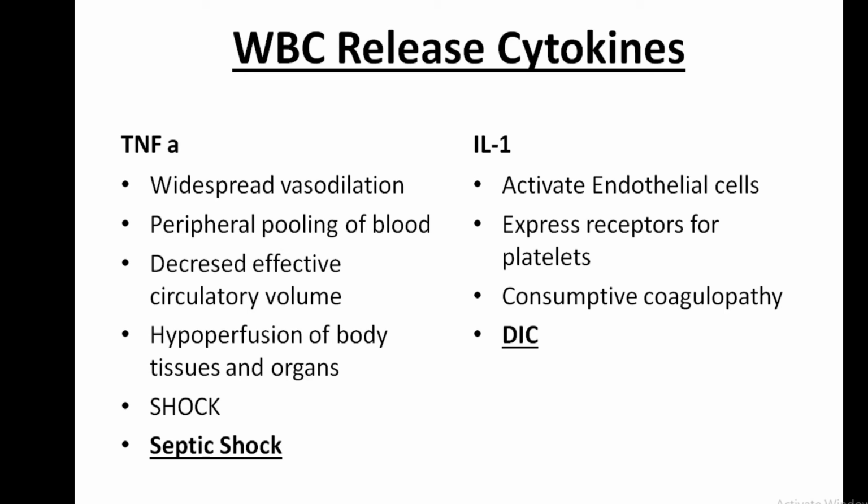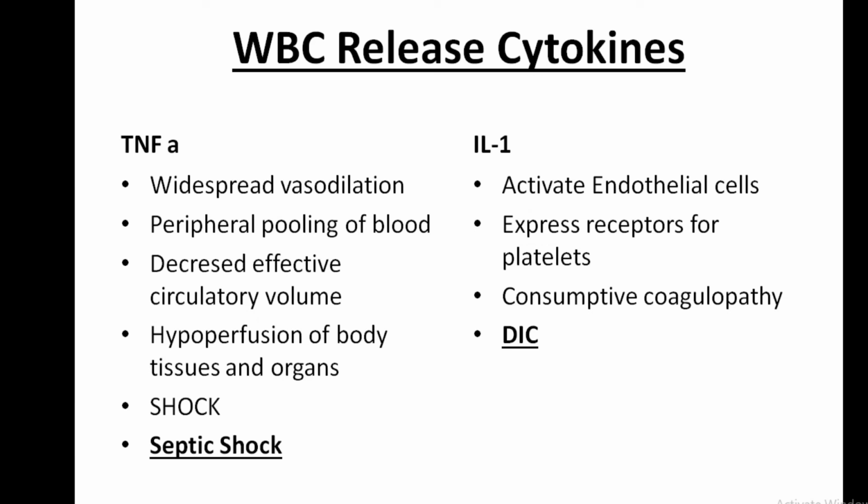TNF alpha is a vasodilator, so it causes widespread vasodilation, and when there is widespread vasodilation in the body, it causes peripheral pooling of blood. It means that blood pools in the peripheries. As a result, the blood volume that has to reach the body organs is decreased, means decreased effective circulatory volume, and there is hypoperfusion of body tissues and organs. And when there is hypoperfusion of body tissues and organs, ischemia and necrosis occurs. There is decreased blood pressure, that is shock, and that finally results in a septic shock.